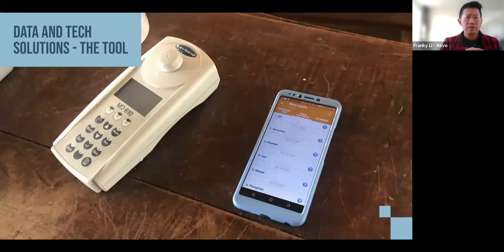And so here on the left, you see a very typical water quality testing meter. And on the right is essentially a mobile app. And how can a software product support in water quality testing? We'll kind of go into that in a little bit of detail. So next slide.